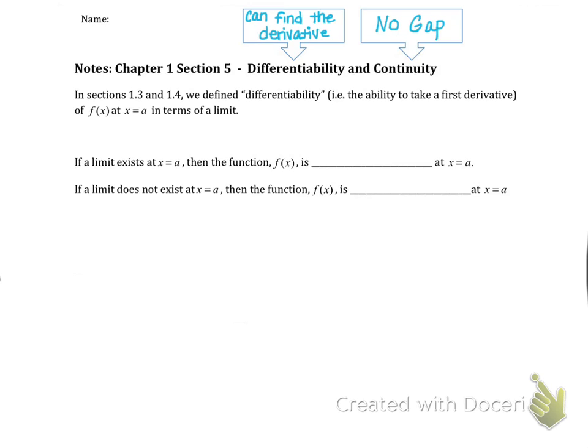In earlier chapters, in sections 1.3 and 1.4, we talked about differentiability, meaning being able to take the first derivative of a function at a certain value in terms of that limit. So if a limit exists at x equals a, then the function f of x is differentiable at x equals a. And if the limit does not exist at x equals a, then the function f of x is not differentiable at that value for a.